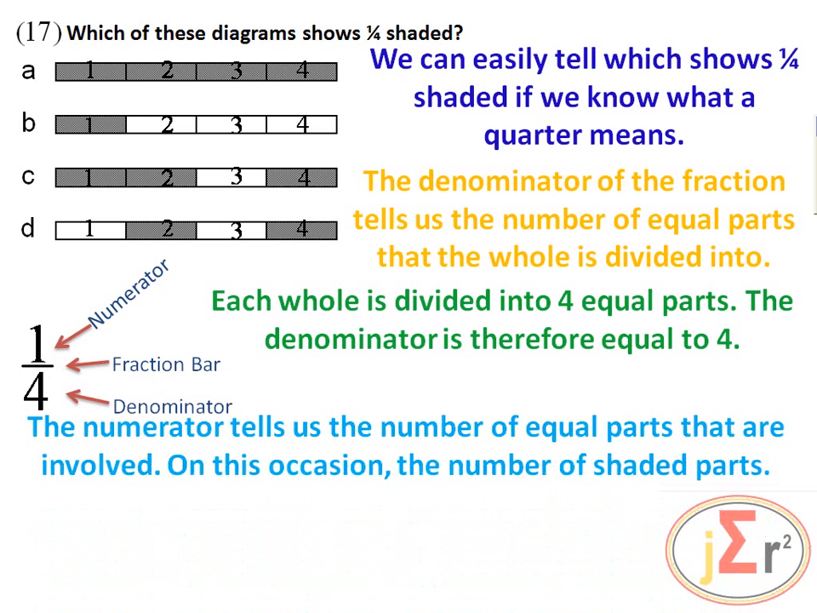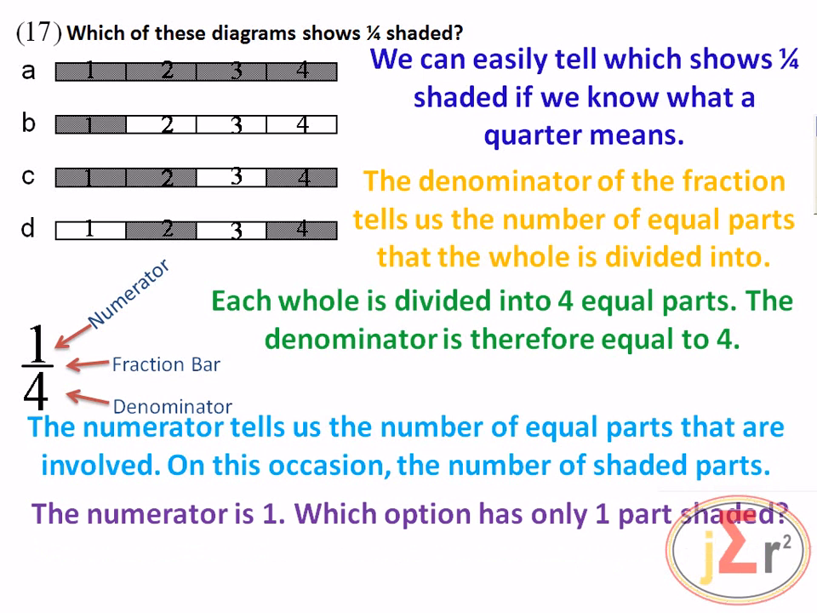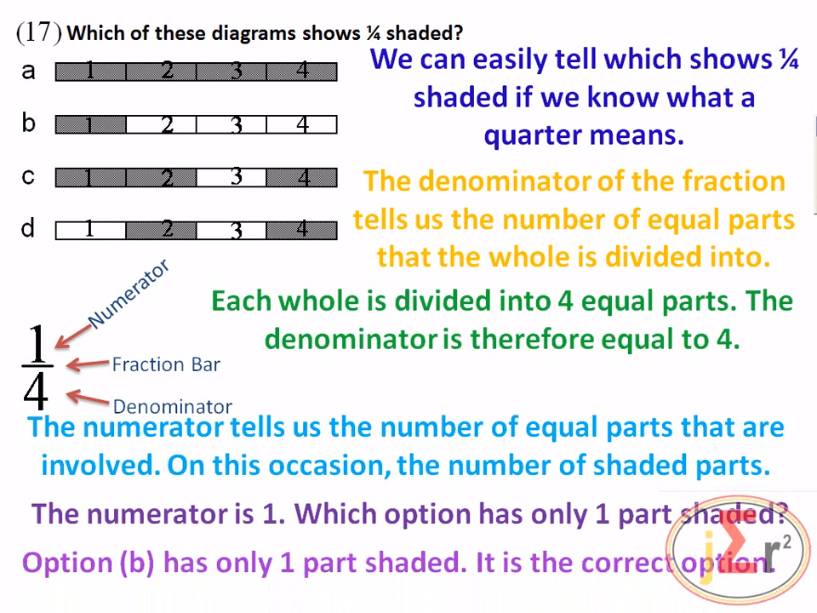The numerator is 1. The numerator tells us the number of equal parts that are involved, on this occasion, the number of shaded parts. So the numerator is 1, and that will tell us the number of parts that we are talking about. How many parts must be shaded? 1. In which of the options is 1 shaded? I'm not saying in which of the options is 1 not shaded. I'm saying in which of the options is 1 shaded. Option B. Right, option B has only 1 part shaded. It is the correct answer.